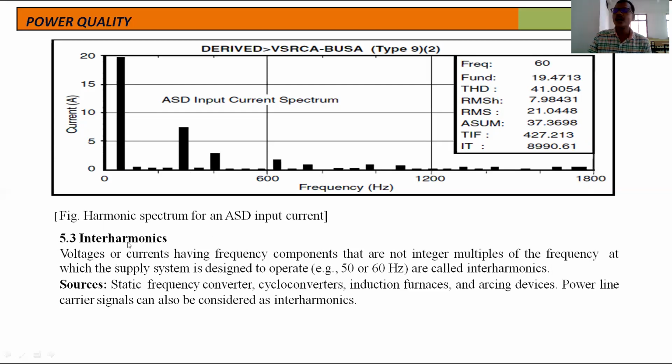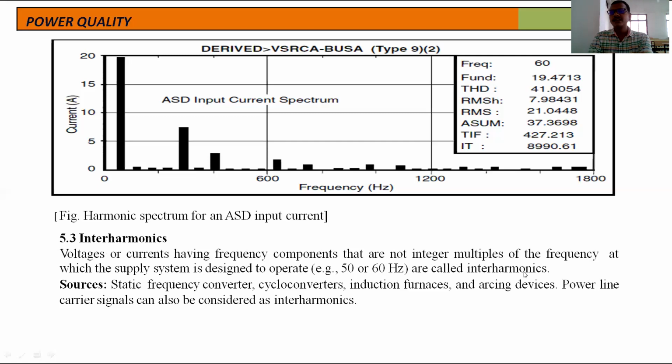Next one is interharmonics. Voltages or currents having frequency components that are not integer multiples of the frequency at which the supply system is designed to operate. The supply system generally is designed to operate only at fundamental frequency, either 50 or 60 Hz. But voltages or currents having frequency components that are not integer multiples of the frequency at which the supply system is designed to operate are called interharmonics.